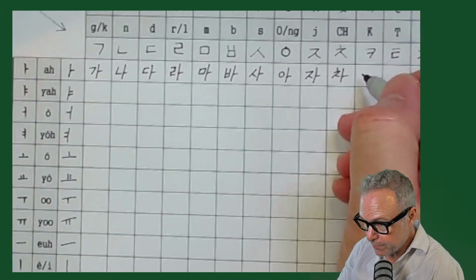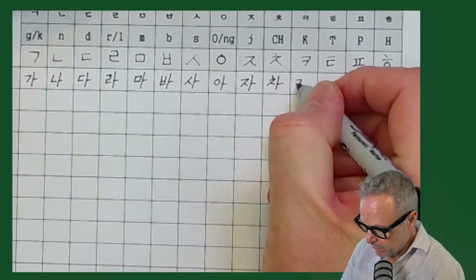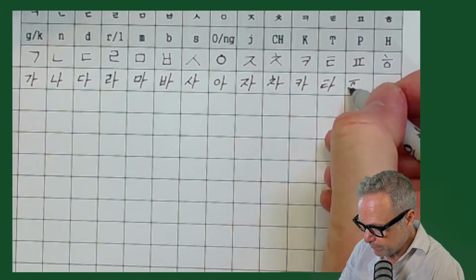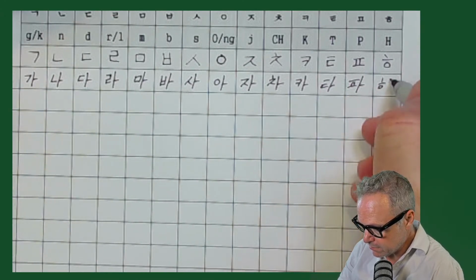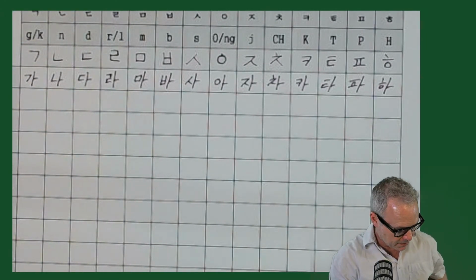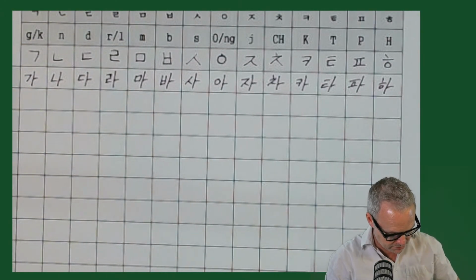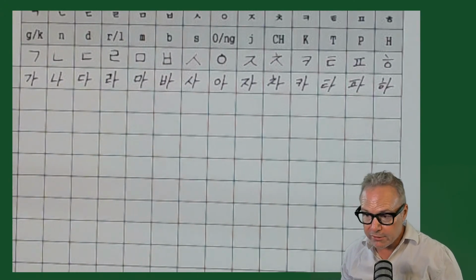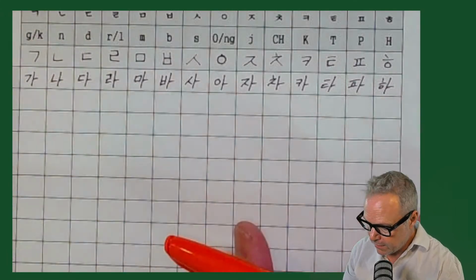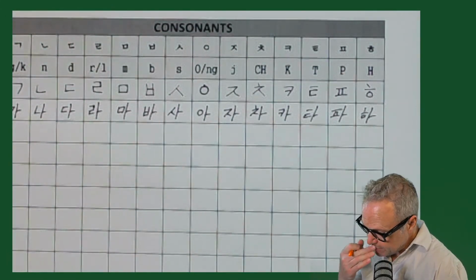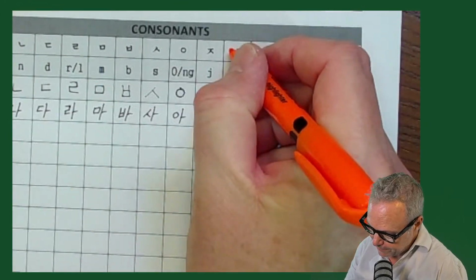Cha. Ka. Ta. Pa. Ha. Now, I want to highlight something here, which I will literally highlight. So what I'm going to highlight are the aspirated consonants. The aspirated consonants start right here.